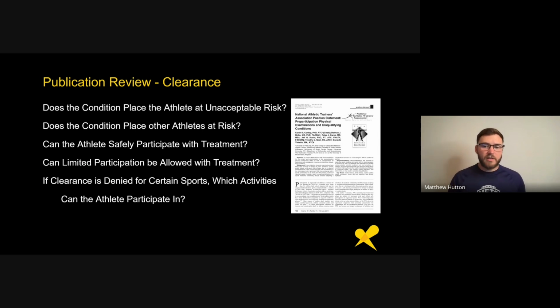And then the last thing they suggested to ask would be, if clearance is denied for certain sports, say American football, which is a high risk sport for not only the cardio aspect but also the collision and contact aspect. They risk stratify within the paper, and they talk about high risk for cardio and high risk for contact. So if they're not cleared for American football, what sports can they play? Can they do swimming? Can they do cross country? One of the things on the lowest end of the spectrum was playing pool or billiards. Can they do something like that?